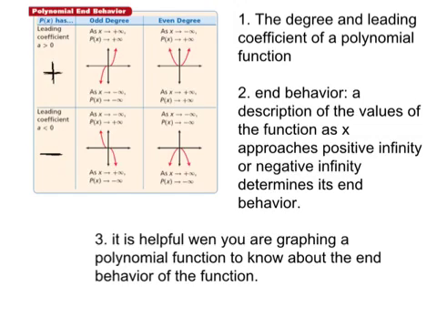Leading coefficient of negative, even degree. As your x goes positive infinity, your function goes negative. As x goes negative infinity, your function goes negative. So here we see there are three things we're looking at. 1, the degree and the leading coefficient of a polynomial function. You're going to be given a function, you just need to write down the degree and the leading coefficient. 2, end behavior, a description of the values of the function as x approaches positive infinity or negative infinity, determining its end behavior.